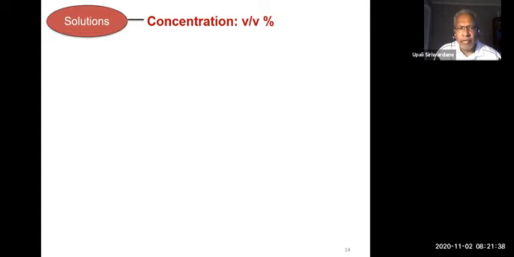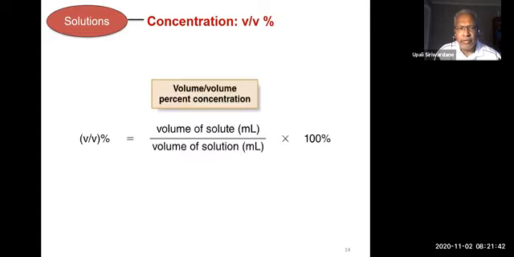Volume by volume concentration is called volume percent. It is the volume of the solute in milliliters divided by the volume of the solution, multiplied by 100. In this case, both solute and solvent are liquids. That's a convenient way to measure volume by volume concentration.